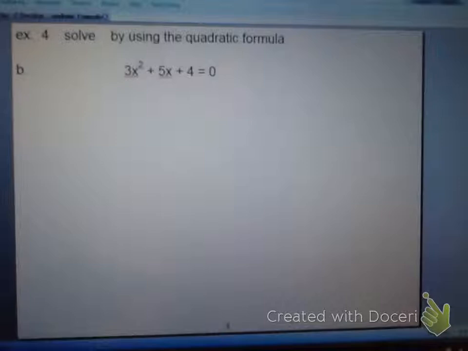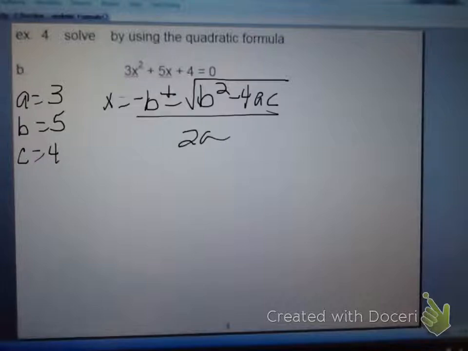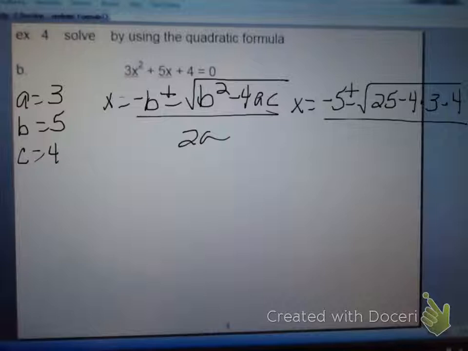Example 4b. Identify your A is 3, your B is 5, and your C is 4. Once again, write the formula down. Plug into the formula. Negative 5 plus or minus the square root of 5 squared, that's 25, minus 4 times 3, and C is 4, times 4, all over 2 times A, which is 3, so 2 times 3 is 6.